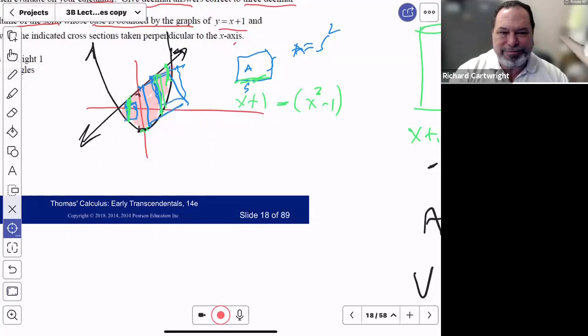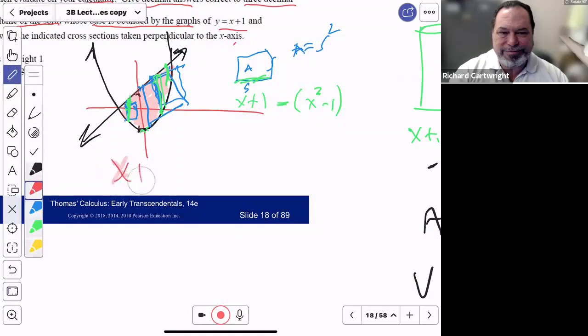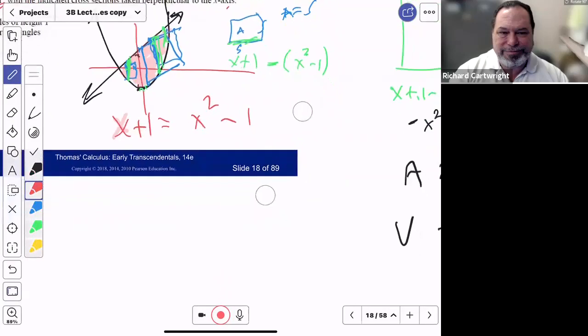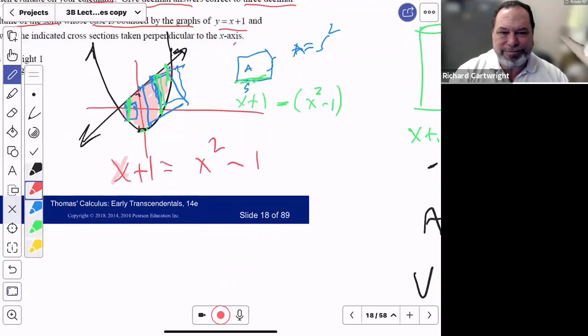Yeah, you're right, Israel. The intersections. Well, the fastest way to find the intersection is to take both equations and set them equal to each other. x plus 1 set equal to x squared minus 1. You could use your calculator if you wanted to. You could graph them both and find the intersections. This is so easy to do by hand, though.